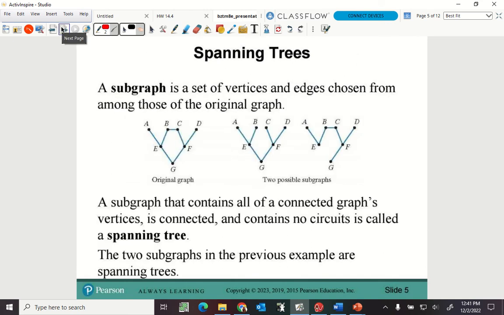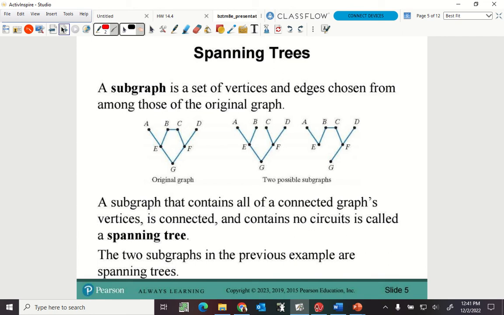Now this part gets even easier. Spanning trees and subgraphs. Now we're going to take a graph, and this is the original graph over here on the left. A subgraph is a set of vertices and edges chosen from among the original graph.